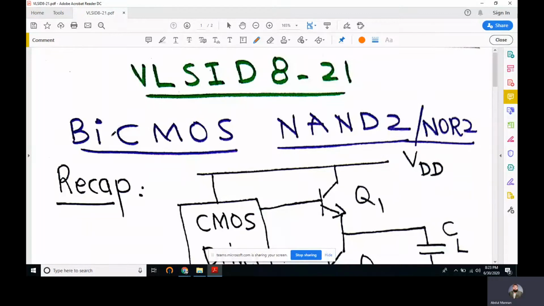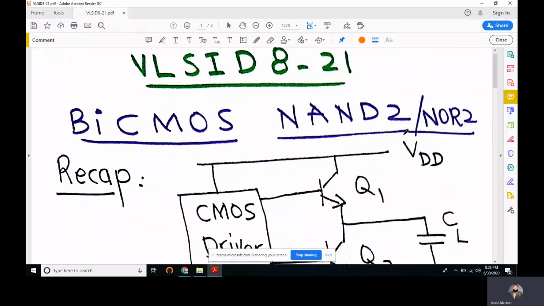First lecture from chapter number 8. Today we'll solve the last topic from chapter number 8, that is BiCMOS NAND and BiCMOS NOR.